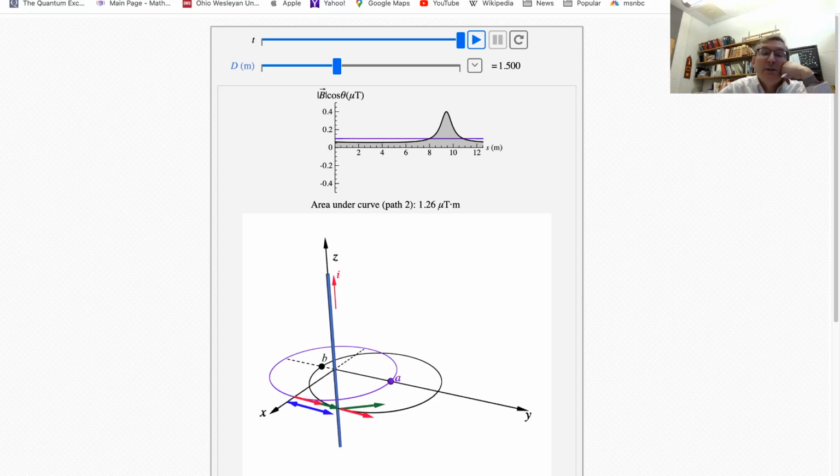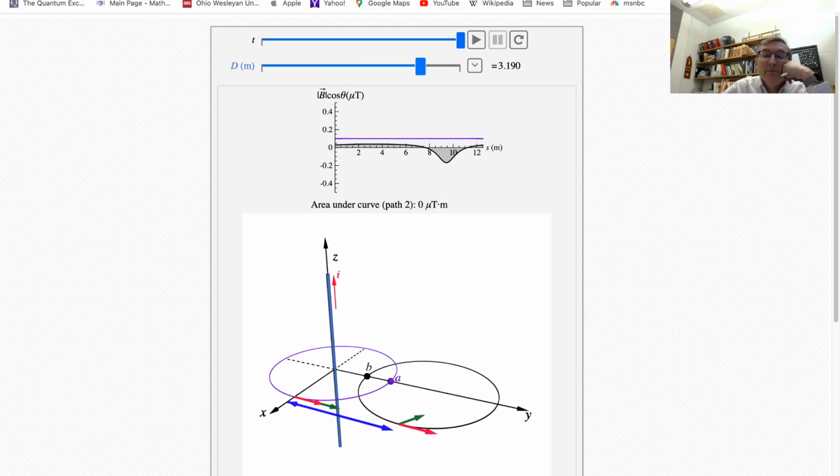I can even just decrease the d. I can go all the way down to 0, where the two paths completely coincide. Then the graphs are identical. Or I can make the d bigger, and as long as path 2 encircles the wire, we get the positive area under the curve, the positive circulation. Same value, right? But if I then let path 2 get far enough out that it doesn't encircle the wire anymore, then the total area under that curve for path 2 is 0.